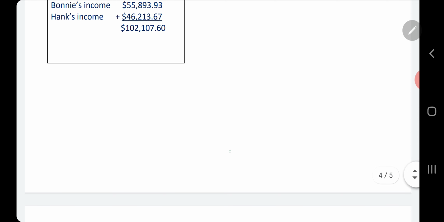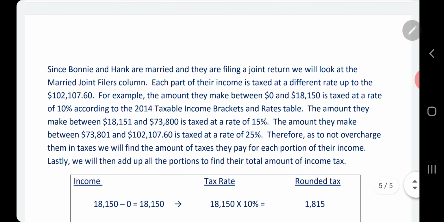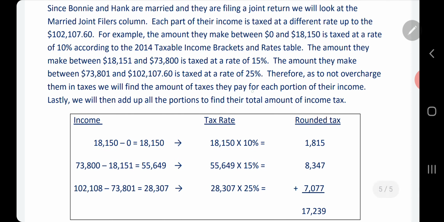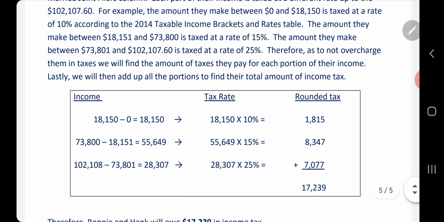All right, like I was saying previously, now we need to tax each dollar at a different rate. So in order to do that, look at the income here. We'll go $18,150 minus 0, of course, $18,150. So $18,150 of their dollars will be charged at 10%, according to the bracket up at the top. So $18,150 times 10% is $1,815. So for the first $18,150, they're going to be charged $1,815 of taxes.